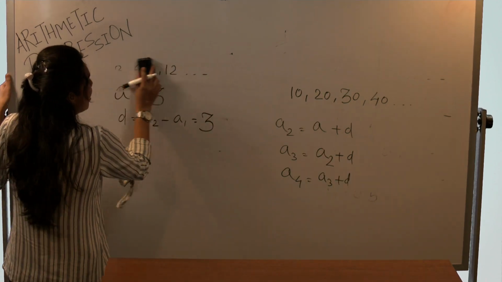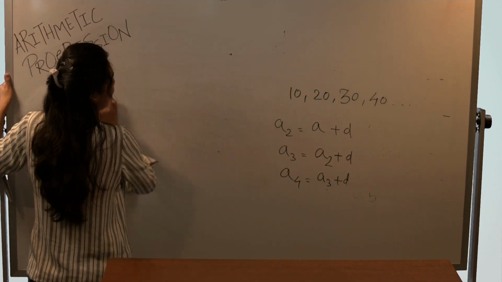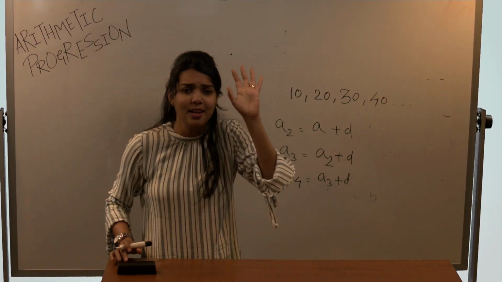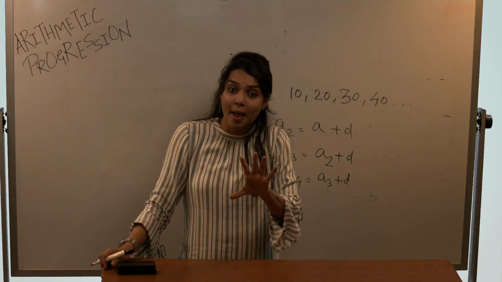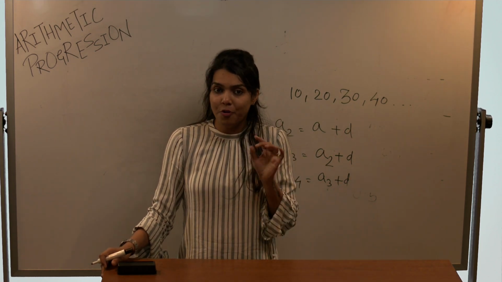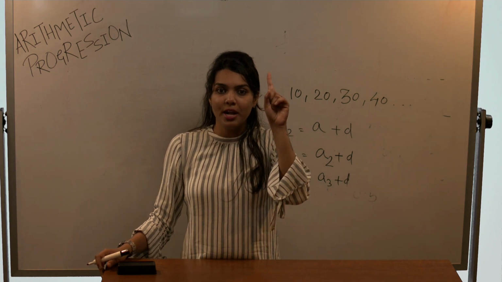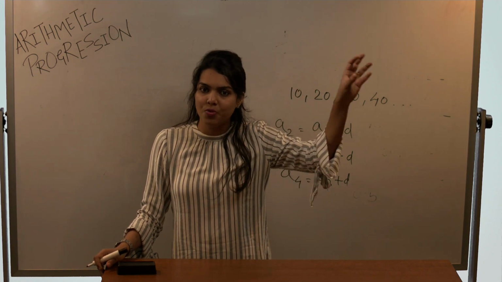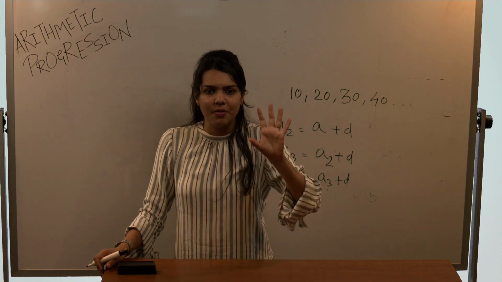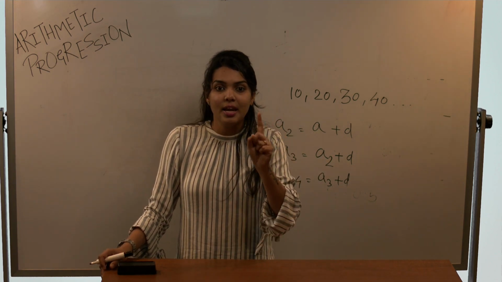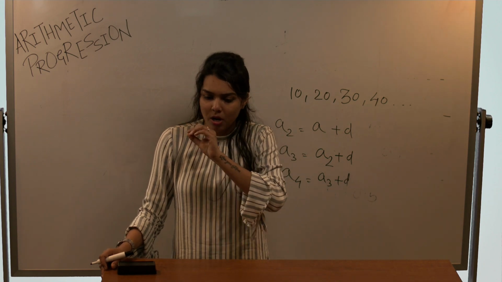Now I'll give you 2 sequences. You have to check whether each is an AP or not. See what we have done. First we learned to find the first term and common difference from the given sequence. Now I will give you any sequence. First verify whether it is an arithmetic progression or not.